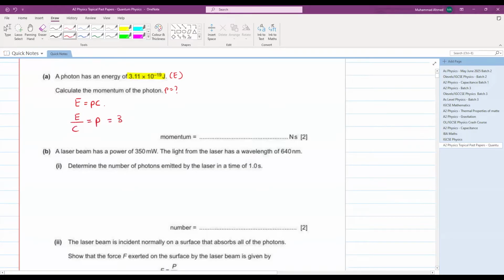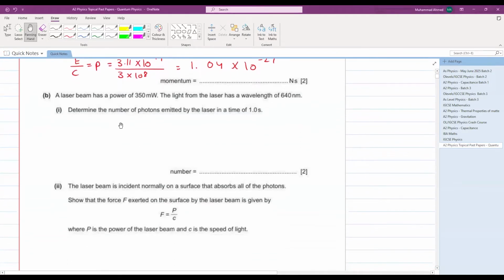What is the energy? 3.11 × 10^-19. What is the speed of light? 3 × 10^8. What will your momentum come out to be? Let's calculate it. 3.11 × 10^-19 divided by 3 × 10^8. This comes out to be 1.04 × 10^-27, which is your momentum of the photon.